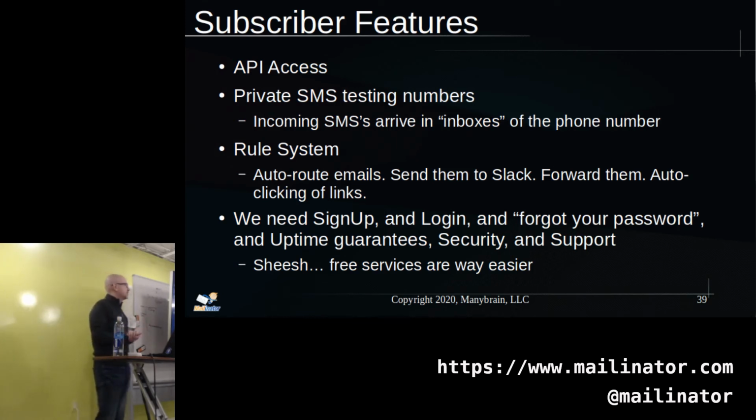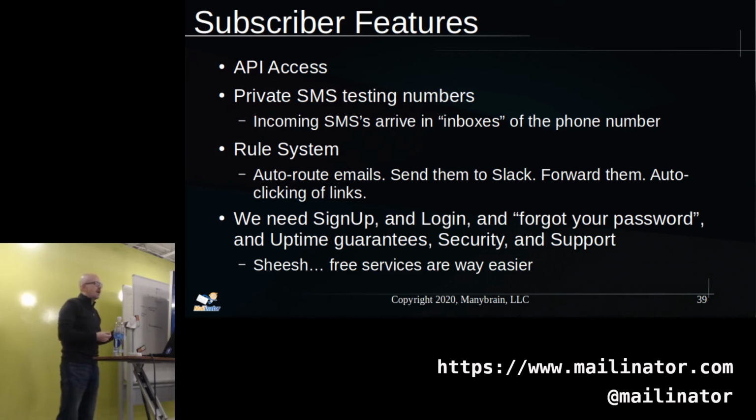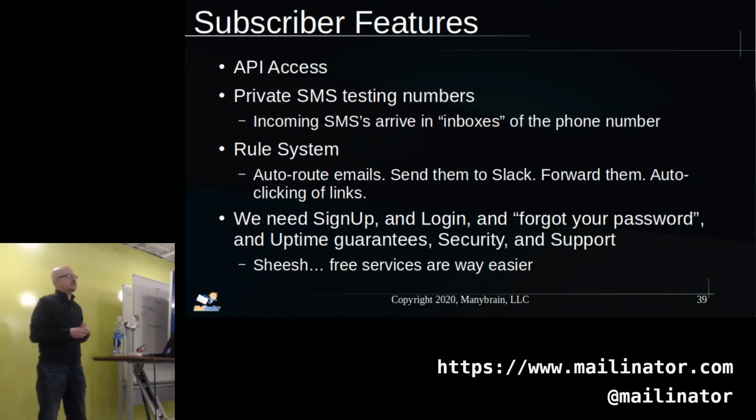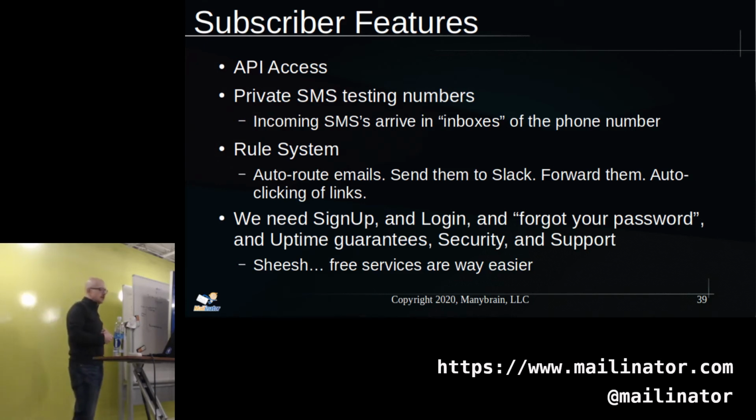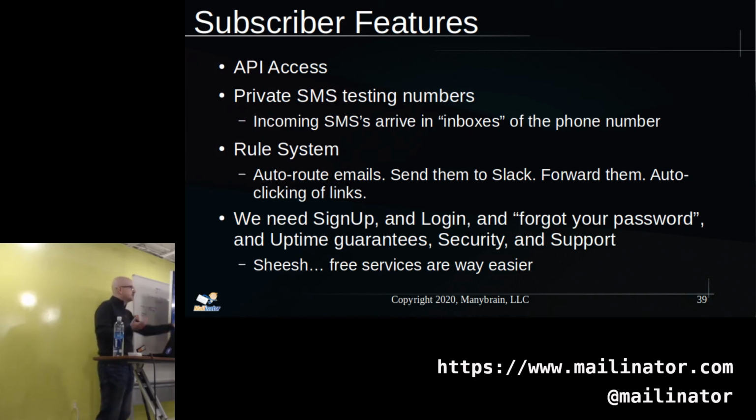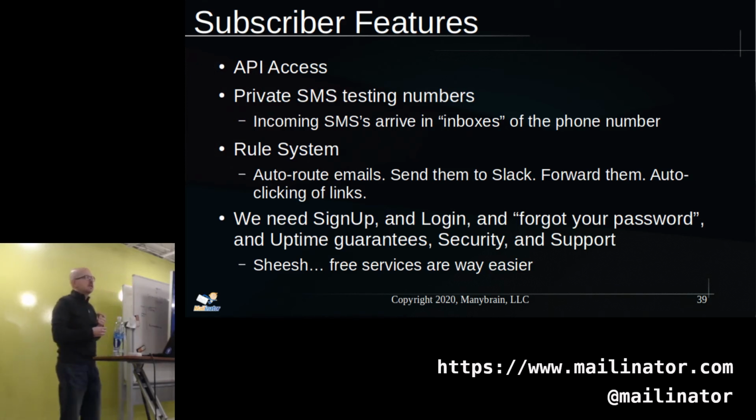How about a rule system? Email comes in, we auto-route it. We automatically route all emails to the inbox Joe to Slack. We automatically route all emails to the inbox Bob, by the way, Bob at my private domain, not public, at my private domain, forwarded to my Gmail. Or every time an email arrives in Sam at my private domain, search the HTML and click all the links. Because I was just going to click the links anyway. So why doesn't the MailNator system just click the links? So we can set up a rule system to allow these emails to fly through.